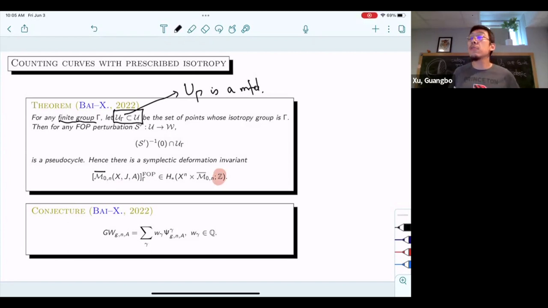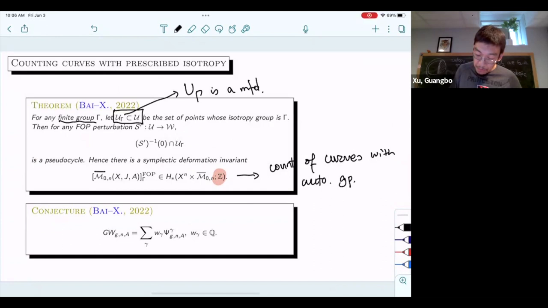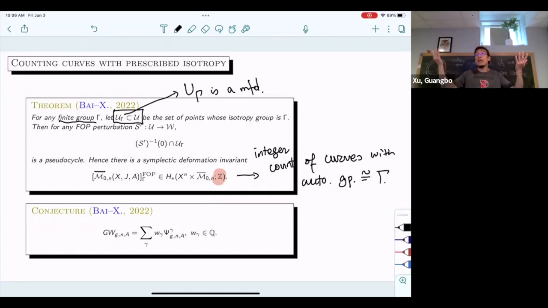If you do intersection theory with cycles, then you should get counts of curves with automorphism group isomorphic to gamma. And these will be integer counts. So then what follows is that you could expect that all those integer counts for curves with all possible finite automorphism groups should combine together to give your original Gromov-Witten invariants, which are in general rational valued.